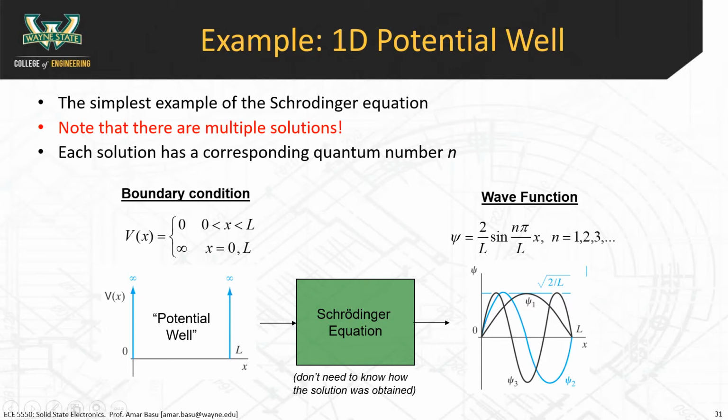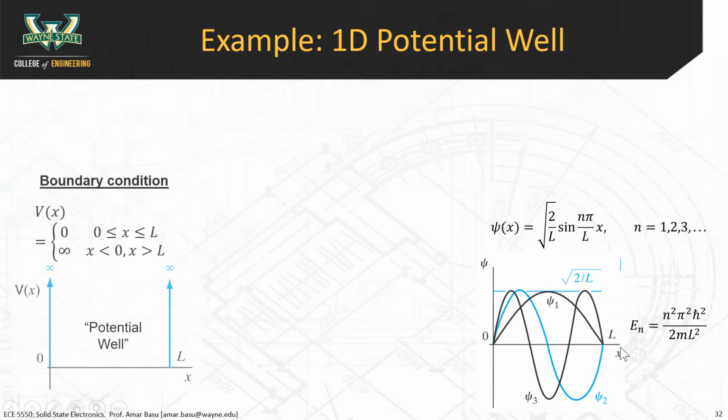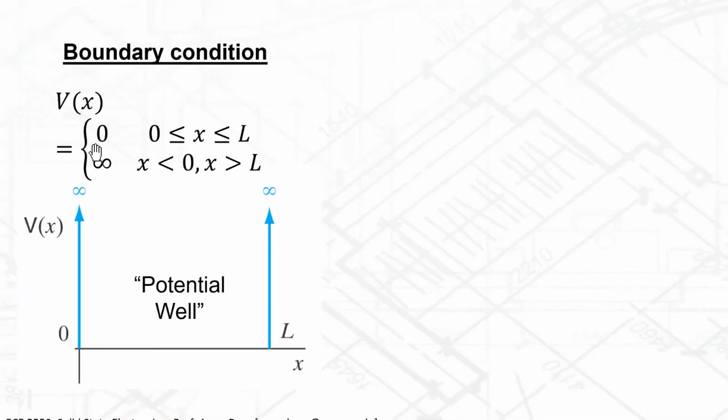All right, so we plug that into the Schrodinger equation, and I'm actually going to go through the steps with you. Just ignore this here. We'll get to that solution. So you start off with this boundary condition, okay? So this boundary condition is V of x equals 0 for 0 less than x less than L, and it's infinite out here and out here.